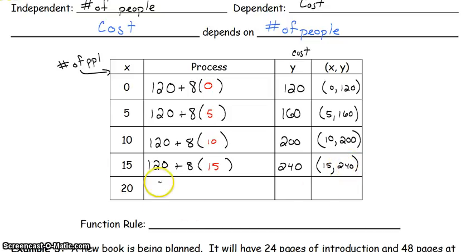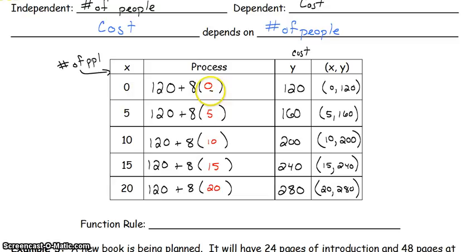The last one we want to check is if 20 people come to the party. They still charge me the $120 facility fee plus 8 times the number of people, which is 20 in this case. 8 times 20 is 160. 120 plus the 160 is 280. So if 20 people go to the party, it costs $280.